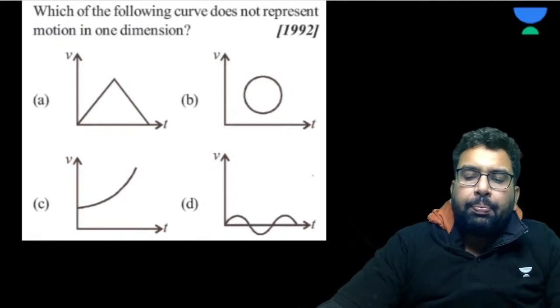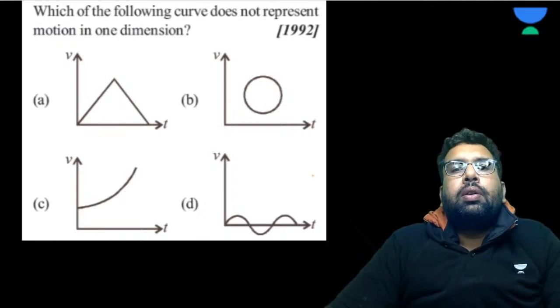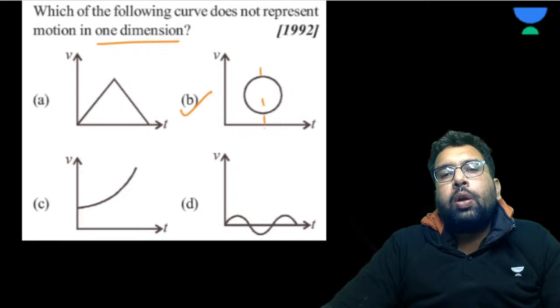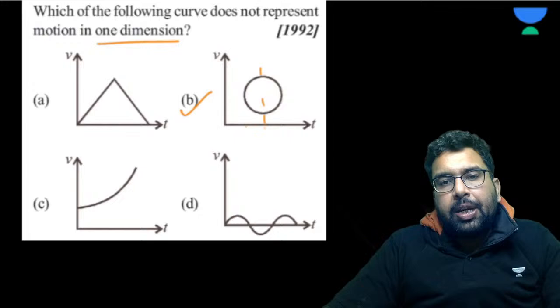Right. So see, simple logic. Which of the following curves does not represent motion in one dimension? In one-dimensional motion, how can something have two velocities at the same time? So this is not possible, right? So it is B option.